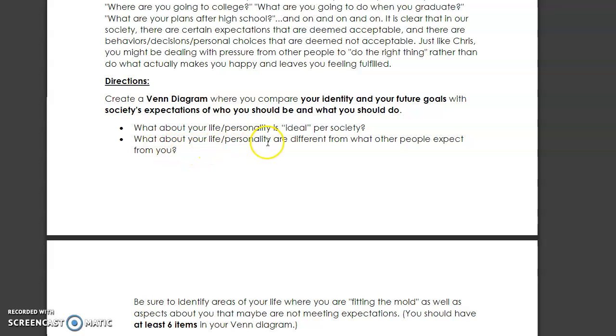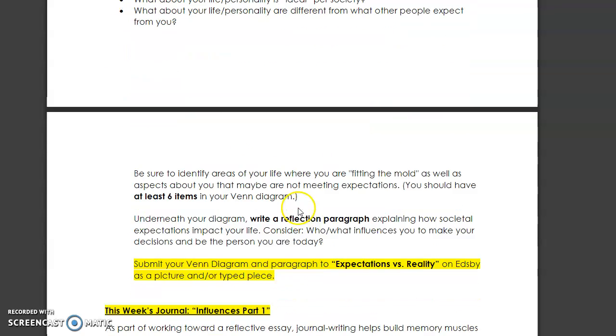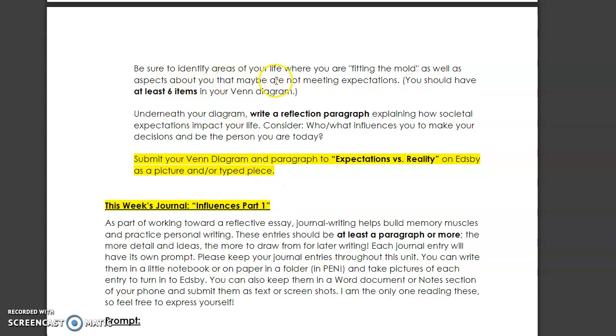What about your life or personality are different from what other people expect from you? So maybe people expect you to be really good at something, or to like something, or to not like something, and you're actually the complete opposite of that. So that can be another example. It says, be sure to identify areas of your life where you are fitting the mold, so you're fitting in, you're conforming, as well as aspects about you that maybe are not meeting expectations. So you should have at least 6 items. So that could be 3 on one side, 3 on the other, at least 6 total items in your Venn diagram.